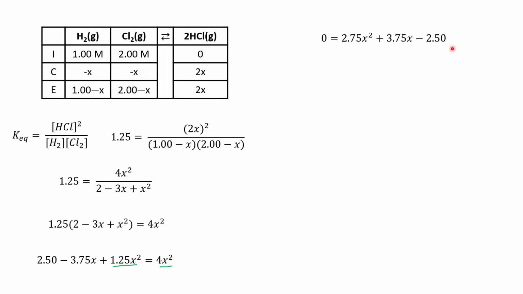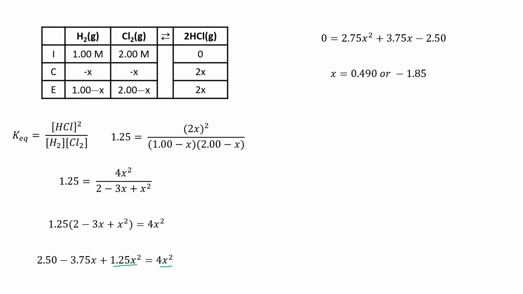You can solve this quadratic by hand. Me personally, I like to use the quadratic program that I have saved in my calculator. So when I run my quadratic program, of course, I get 2 values for x because this is a quadratic. My x can equal either 0.490 or negative 1.85.